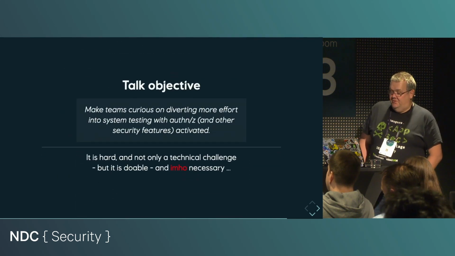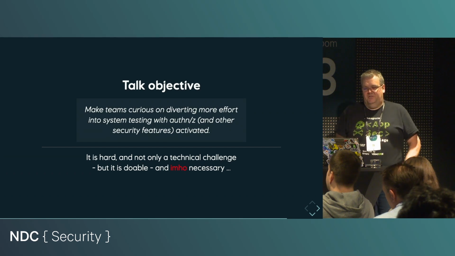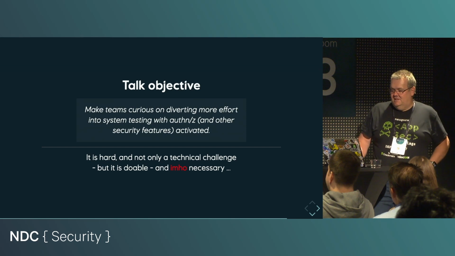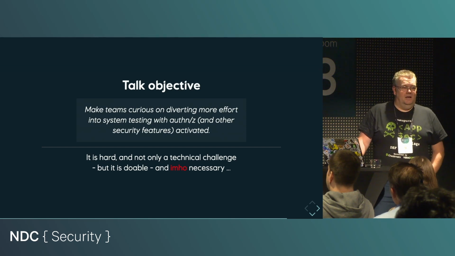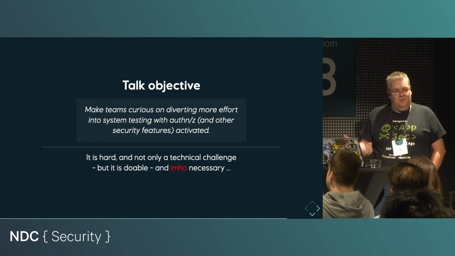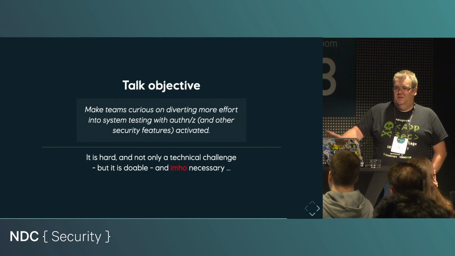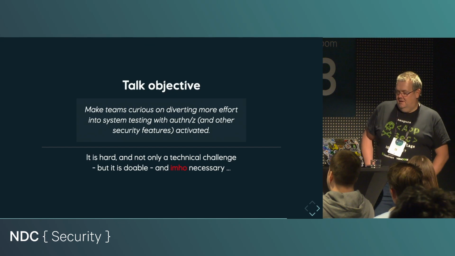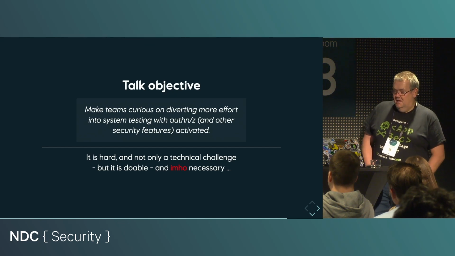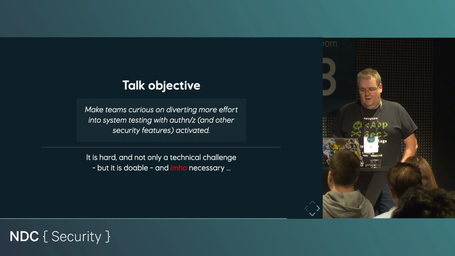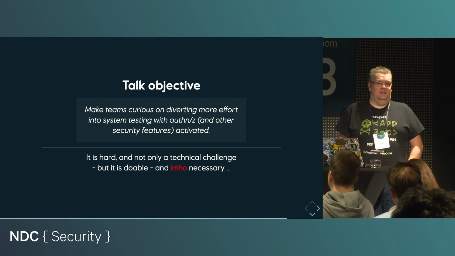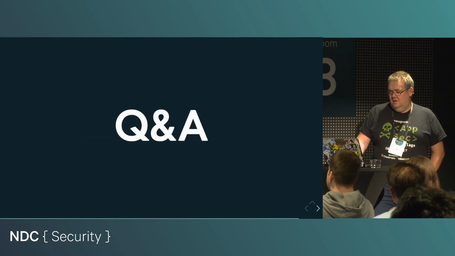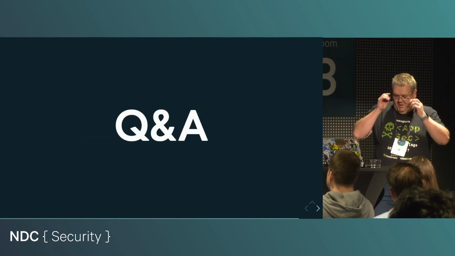The objective of these talks was to get you more curious about diverting some of your unit test effort into system testing, because I think it's super important. And when you do that, keep the security features on as far as possible. I know it's hard. It's not only a technical challenge, but it's definitely doable, in my humble opinion. I also think it's necessary for a lot of our systems. Now I'm ready for questions.